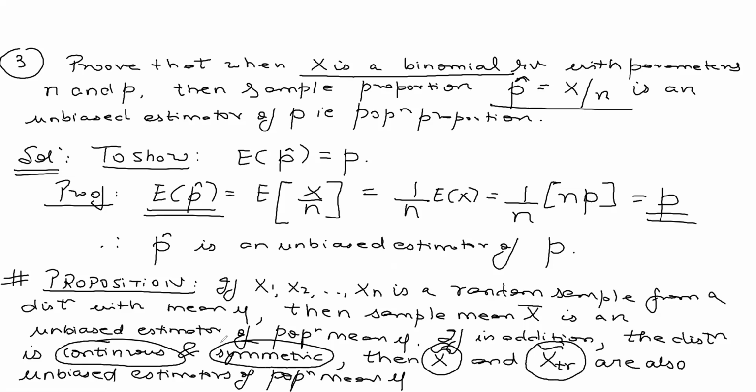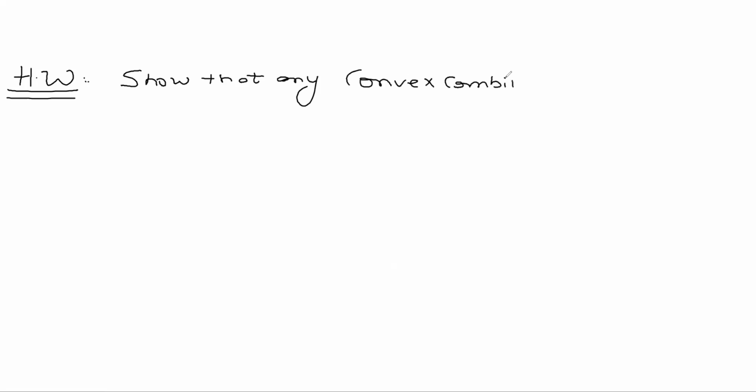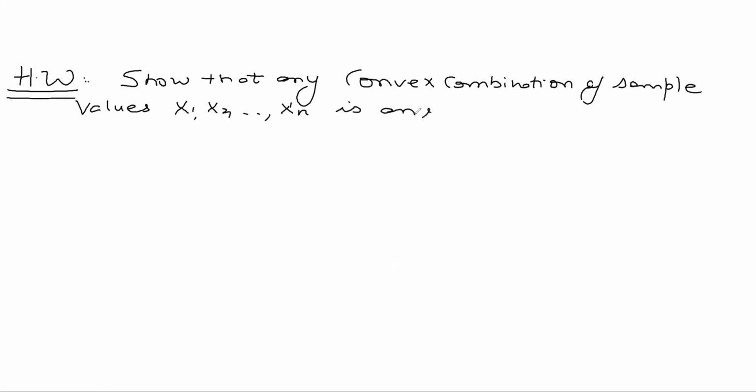Okay, so this is where I stop in the lecture. Homework for all the students. Okay, so show that any convex combination of the sample values x1, x2 to xn is an unbiased estimator of the population mean mu.